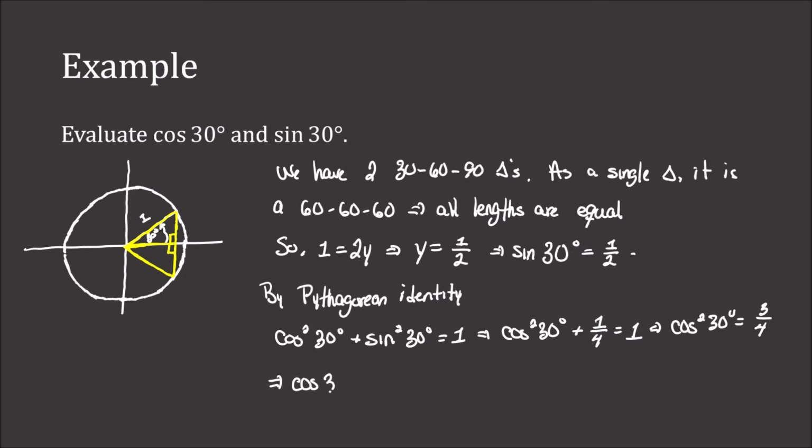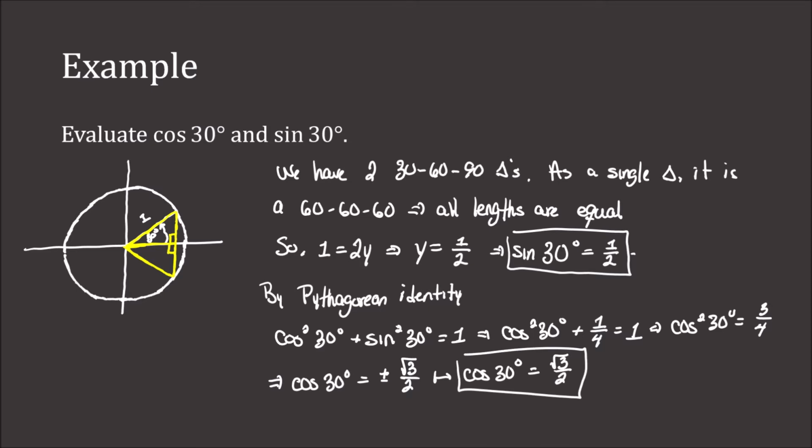And so cosine of 30 degrees would have to be plus or minus √3/2. However, we're dealing with quadrant 1. So we take this to be cosine of 30 degrees is equal to √3/2. So sine of 30 is 1/2. Cosine of 30 is √3/2.